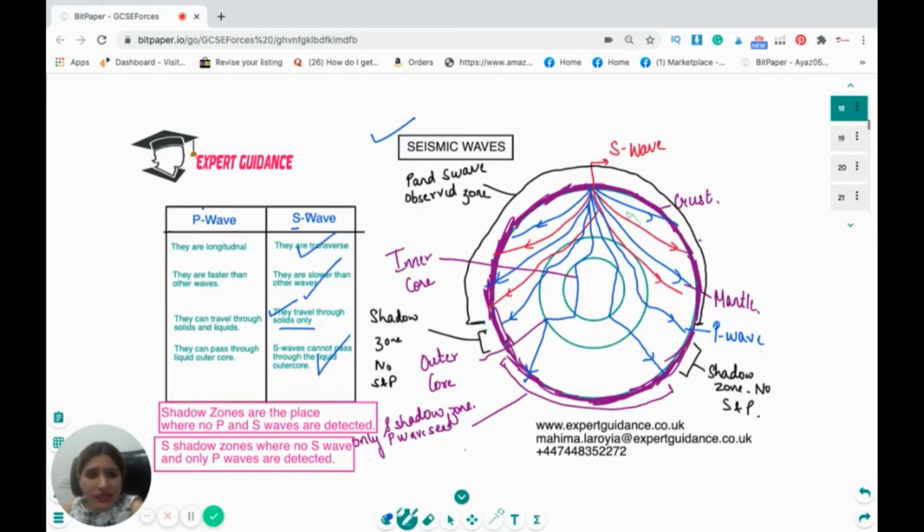Whereas, if you see these blue waves, they are going inside as well. These are known as the P waves. P waves are longitudinal. They are faster than the other waves. They can travel through solid and liquid, and they can pass through the liquid outer zone.